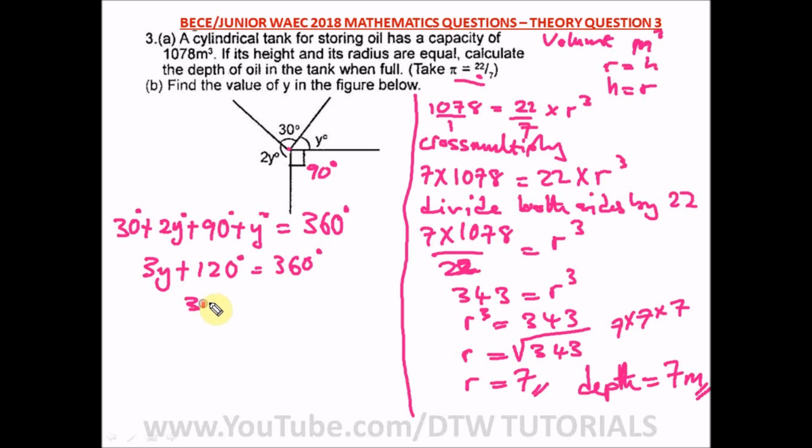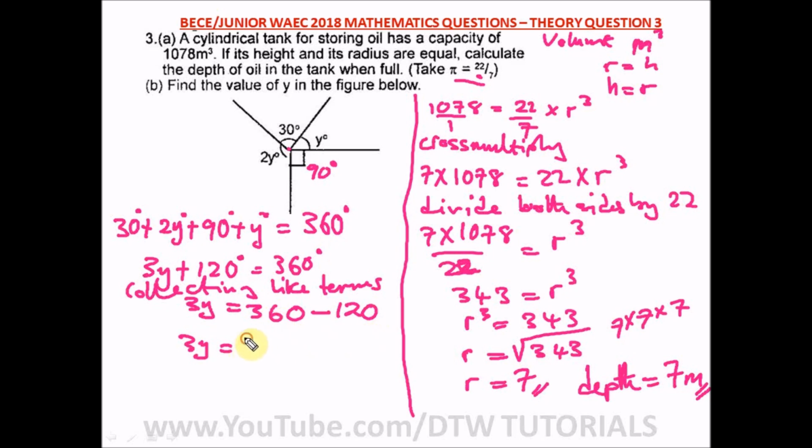Taking 120 to the other side, that's collecting like terms. Taking 120 to this side, a positive to the other side becomes minus 120. So we have 3y is equal to 360 minus 120, which gives us 240. The next thing is to divide both sides by 3 to get our value of y.